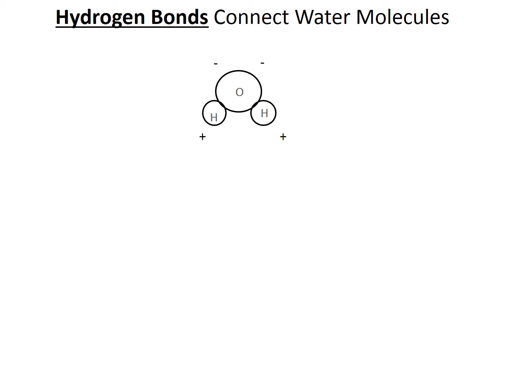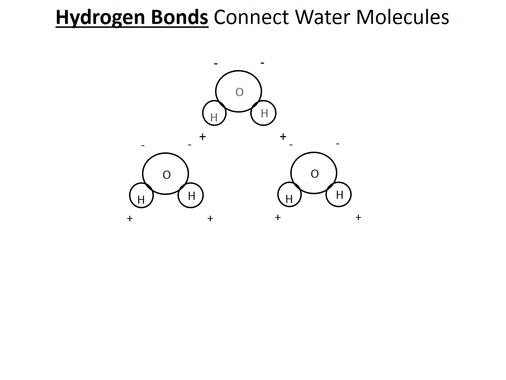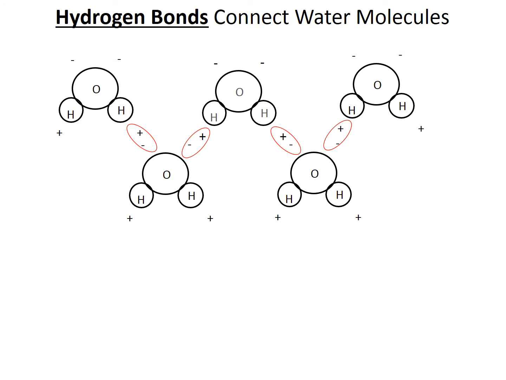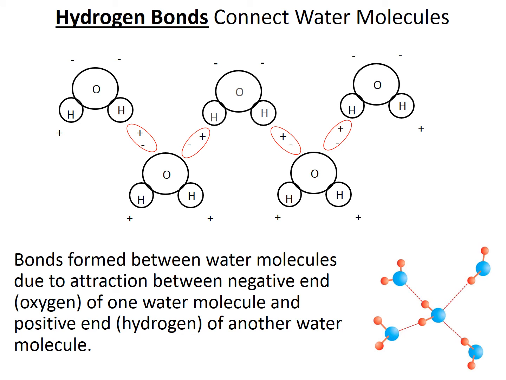Because of this polarity, water molecules are connected to each other. You have one water molecule's positive end connecting to the negative end, and this bond is referred to as a hydrogen bond. So hydrogen bonds connect one water molecule to another. These are bonds formed between water molecules due to the attraction between the negative end or oxygen end of one water molecule and the positive end or hydrogen end of another water molecule.